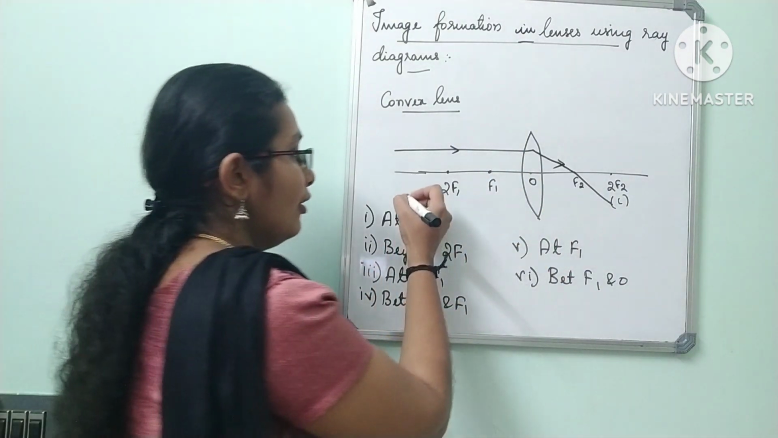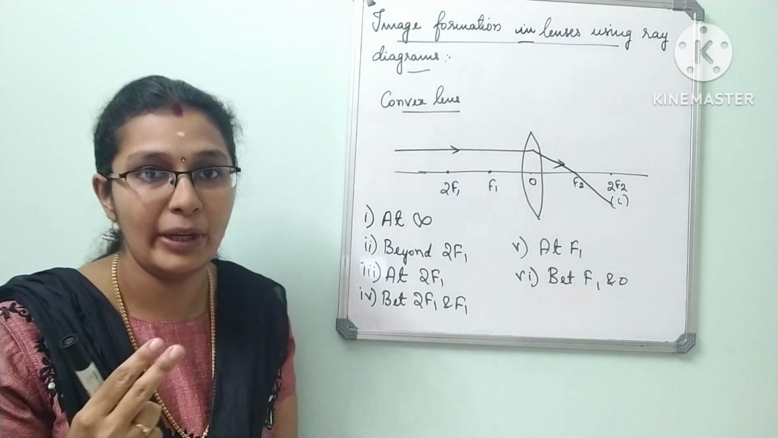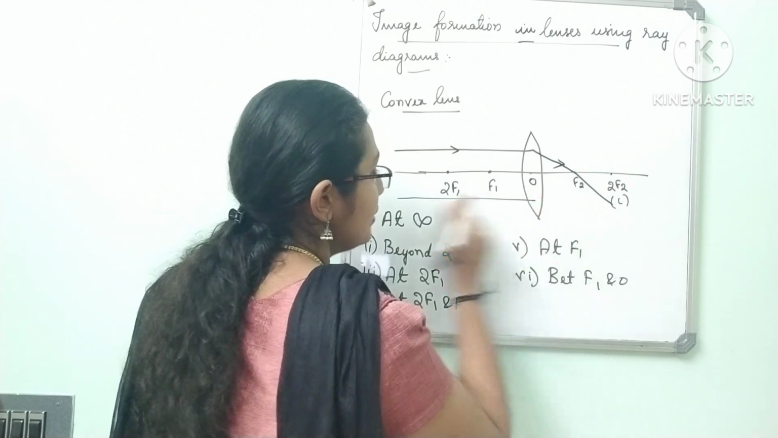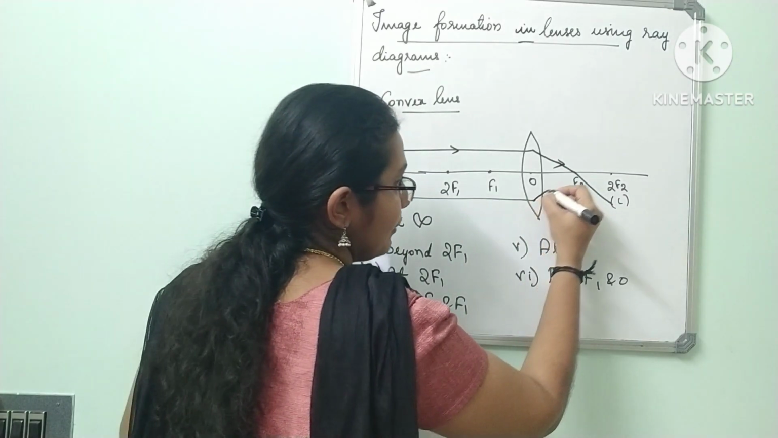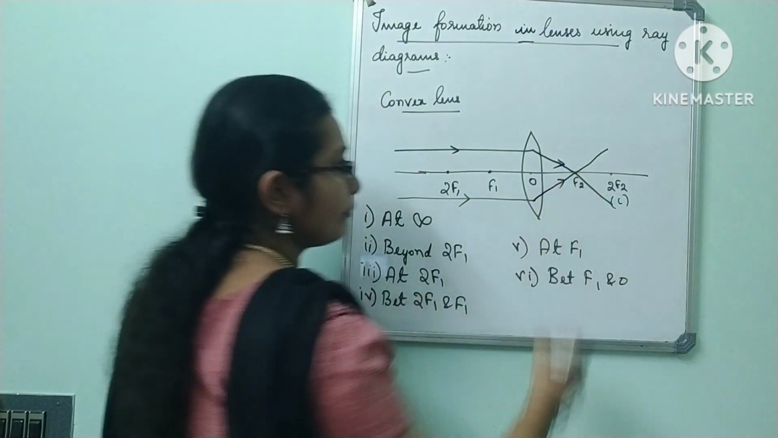Again, we have to consider at least 2 rays for image formation, right? So we will consider one more ray. A ray parallel to the principal axis, after refraction, passes through the focus. Okay.